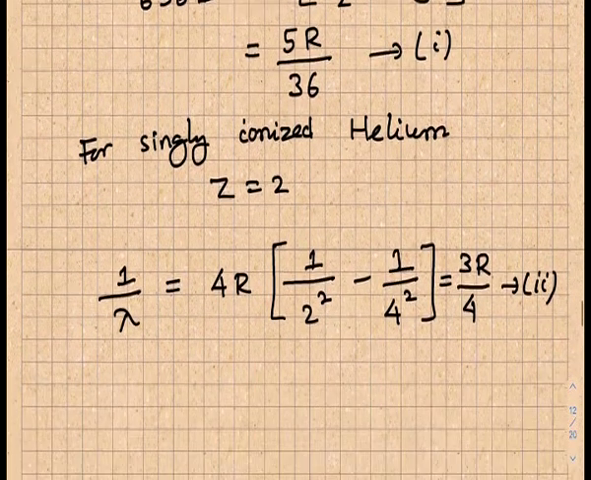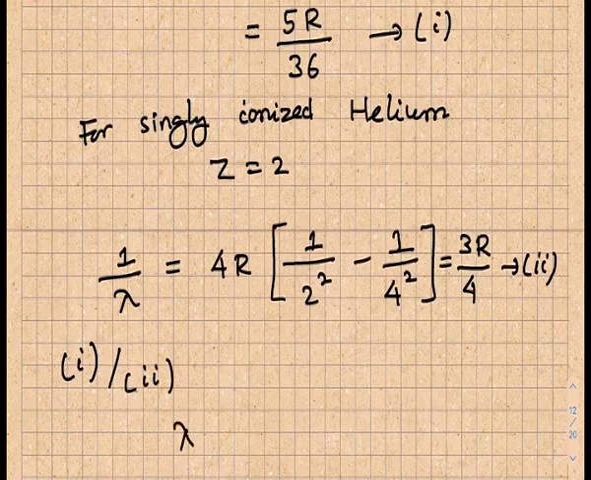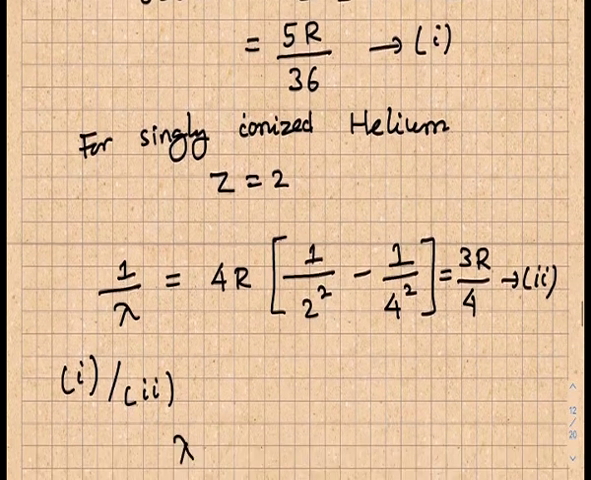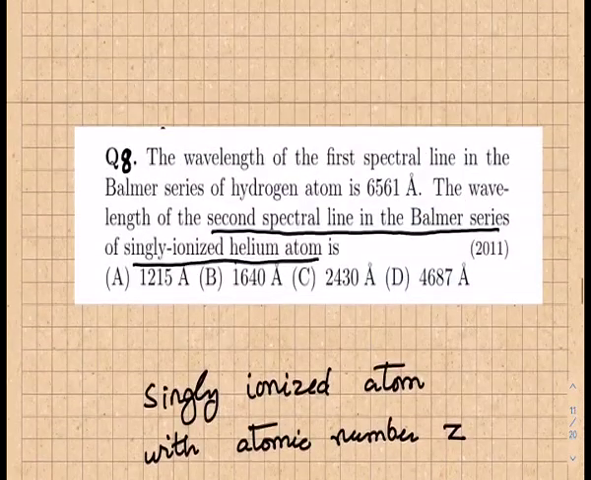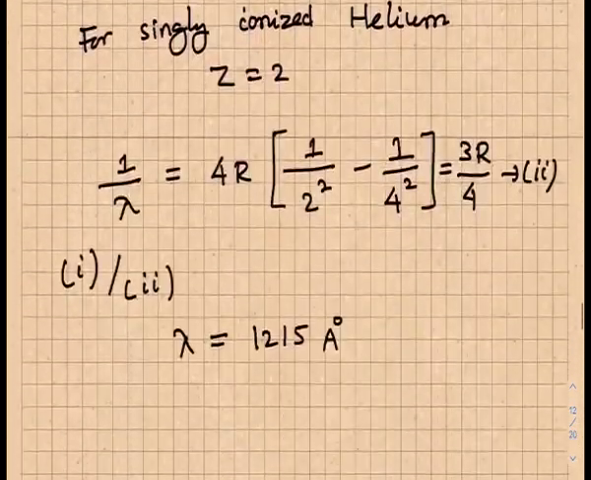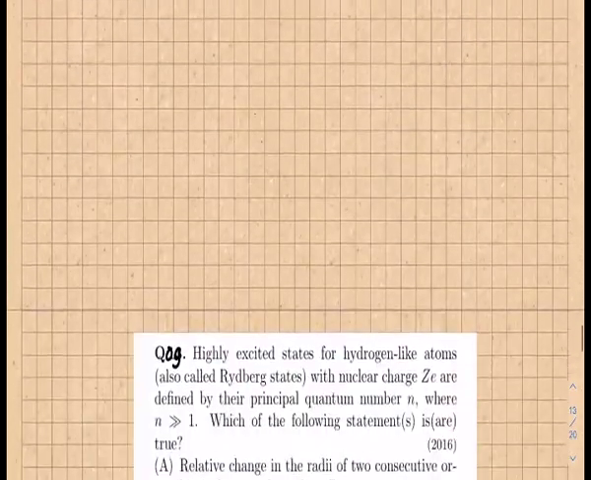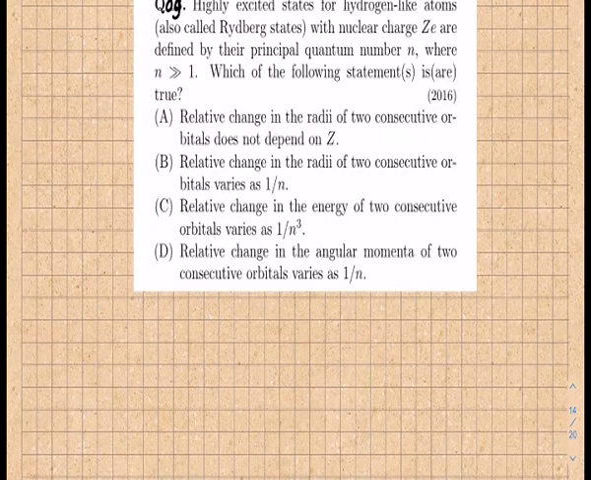Now let us divide 1 by 2. If you do it, then you will immediately get that your lambda is equal to 121.5 angstrom. Now if you look at the options there, then the correct option is A, 121.5 angstrom. All right, this is how you have to do it. Okay, now this is 2016, and again it's a problem from atomic structures.